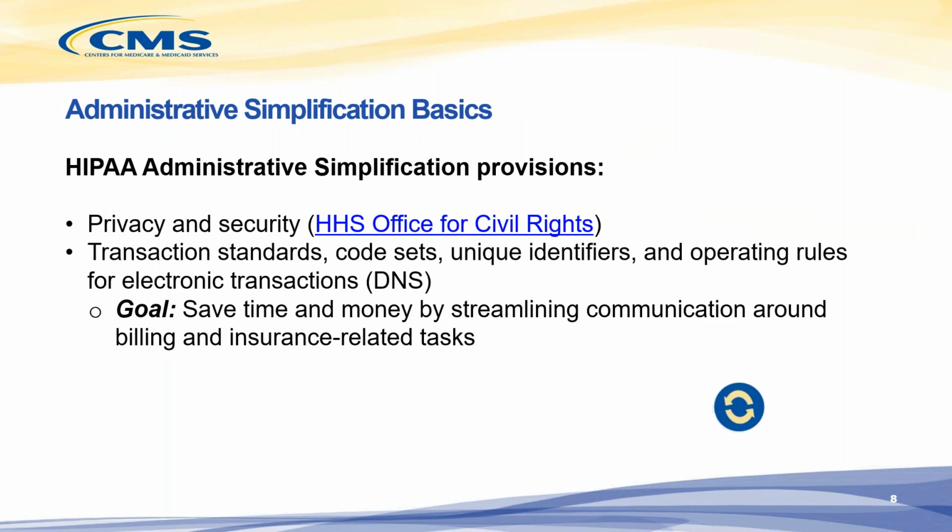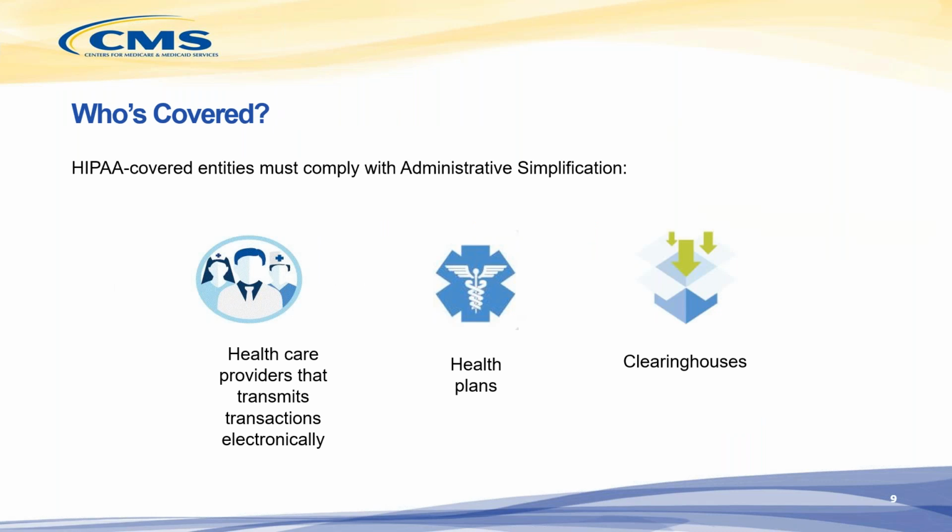So a few basics. Most of you know this already. The HHS Office for Civil Rights handles privacy and security. HIPAA will cover transaction standards, code sets, unique identifiers, and operating rules for electronic transactions. The goal is to save time and money by streamlining communication around billing and insurance-related tasks. So who's covered? Healthcare providers that transmit transactions electronically, health plans, and clearinghouses.